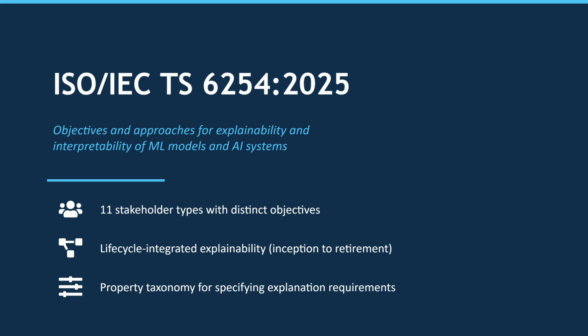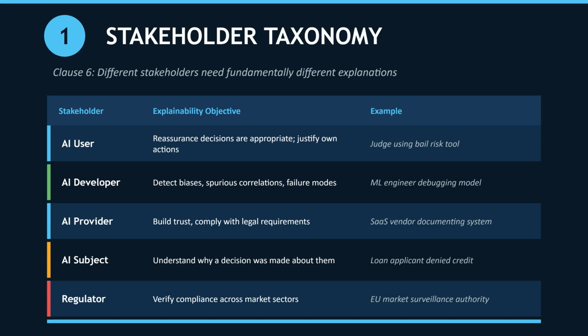And third, it provides a property taxonomy that turns the vague requirement "make it explainable" into something you can actually specify, assess, and audit. So let's start with the stakeholder taxonomy in clause 6. This is probably the most valuable thing in the entire standard. Look at these 5 stakeholder types.